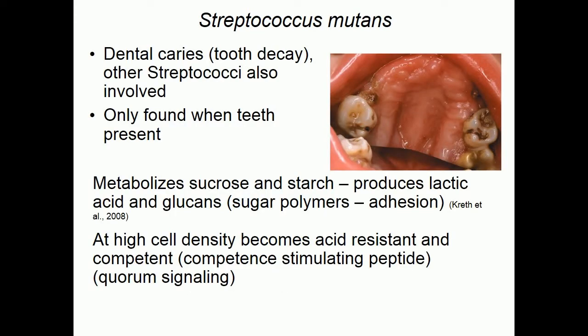Streptococcus mutans. Dental caries, tooth decay, other Streptococcus also involved. Only found when teeth present. Metabolizes sucrose and starch. Produces lactic acid and glucans, sugar polymers. Adhesion, Kreth et al. 2008. At high cell density becomes acid resistant and competent, stimulating peptide, Com signaling.